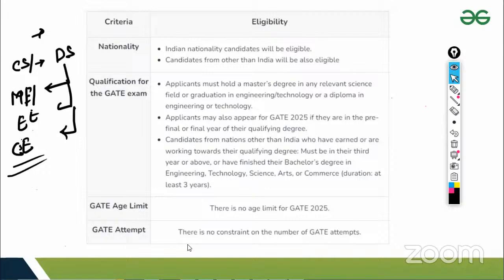For that, if they are asking for 65 plus marks, you can directly join ISRO, you can directly join BARC. So this is the career objective.